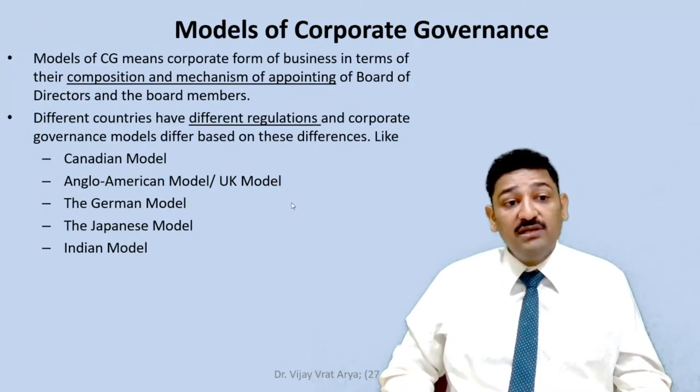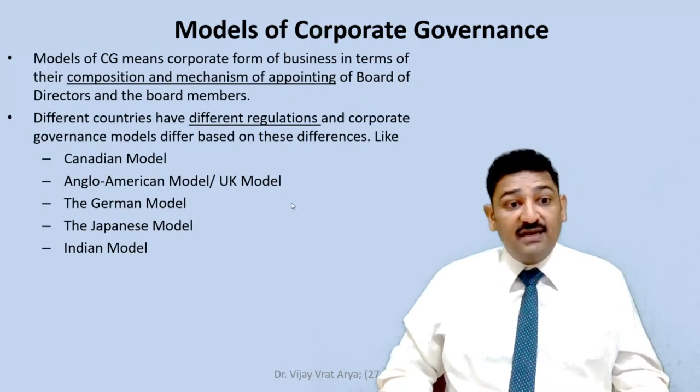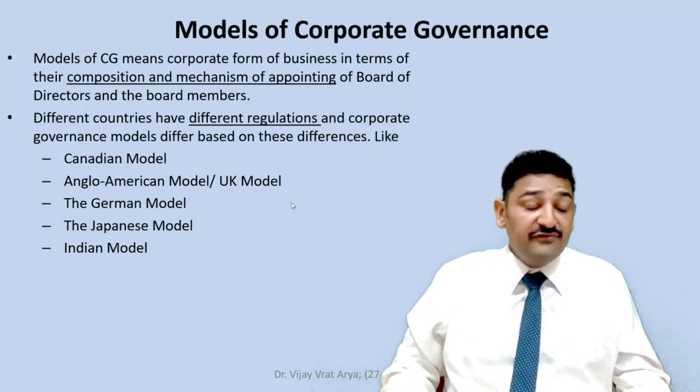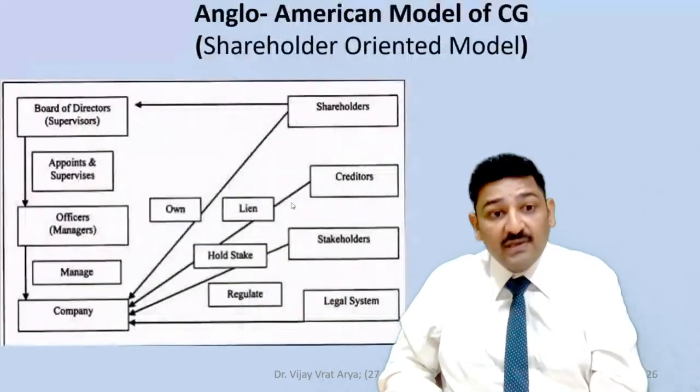One is the Canadian model. Second is the Anglo-American model, or the UK model too. Third is the German model. Fourth is the Japanese model, and fifth is the Indian model.